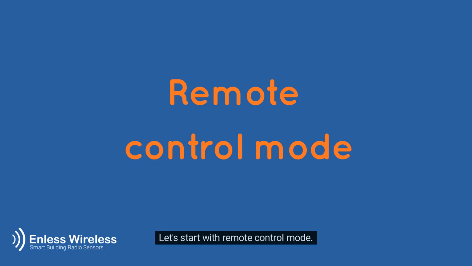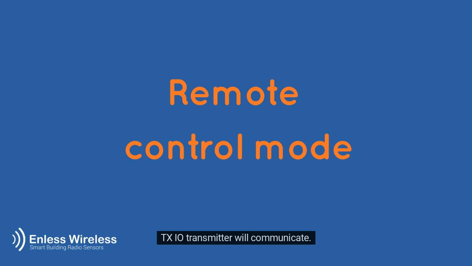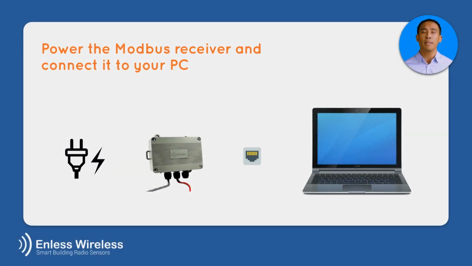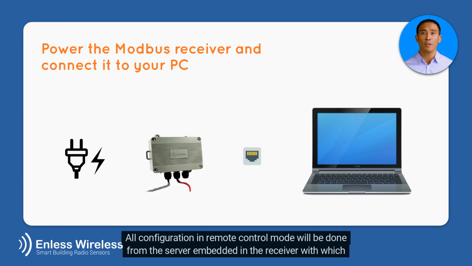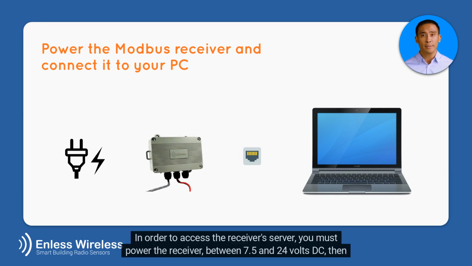Let's start with remote control mode. In remote control mode, configuration is done from the server embedded in the receiver with which the TXIO transmitter will communicate. All configuration in remote control mode will be done from the server embedded in the receiver with which the TXIO transmitter will communicate.